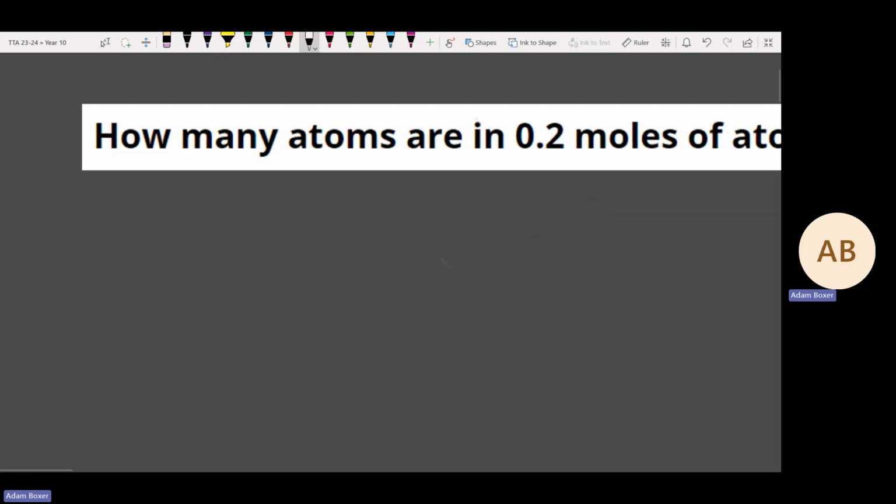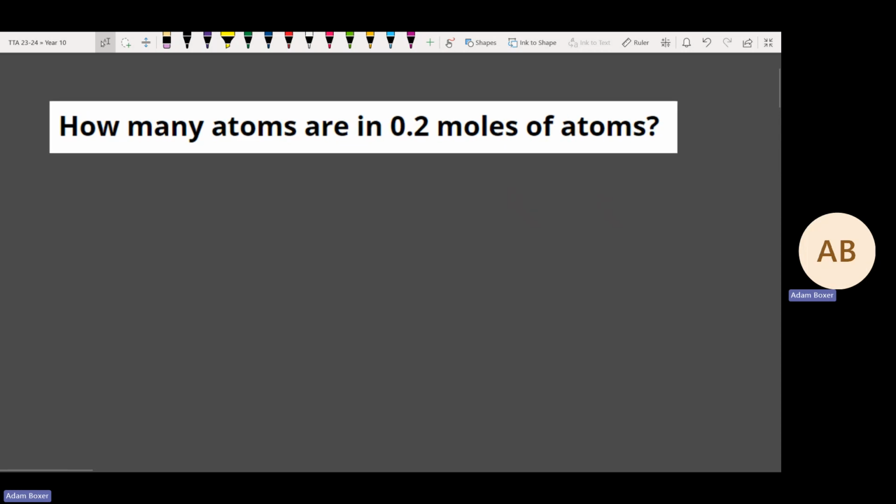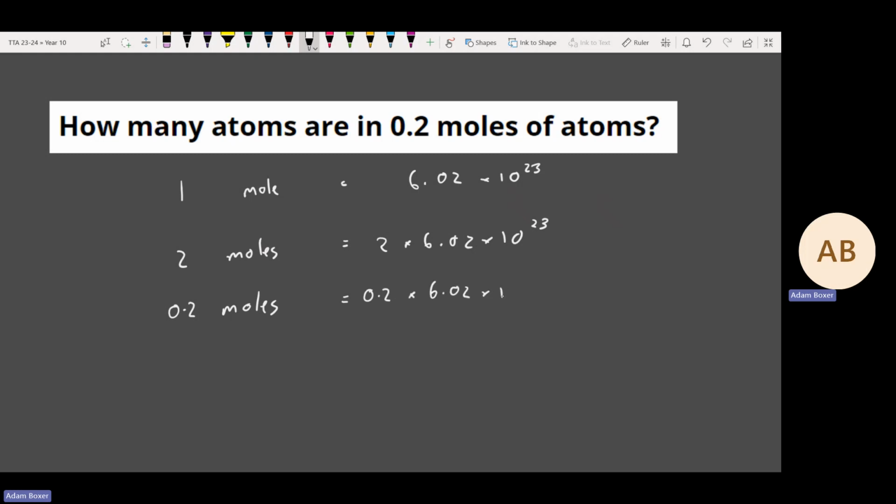So we'll start with the simplest ones. We've got how many atoms are in 0.2 moles of atoms. So I know that 1 mole equals 6.02 times 10 to the 23. So if I had, say, 2 moles, that would be 2 times 6.02 times 10 to the 23. So if I have 0.2 moles, it's going to be 0.2 times 6.02 times 10 to the 23. And realistically, whatever number it is, you just times it by Avogadro's number, which is 6.02 times 10 to the 23.